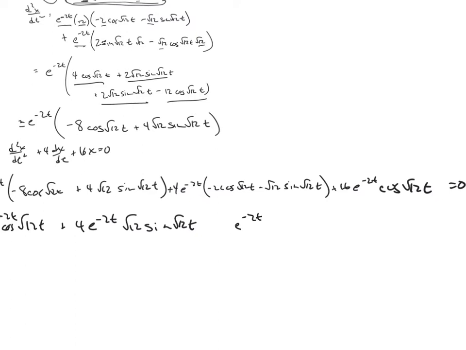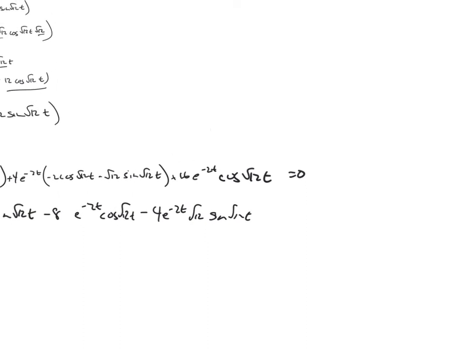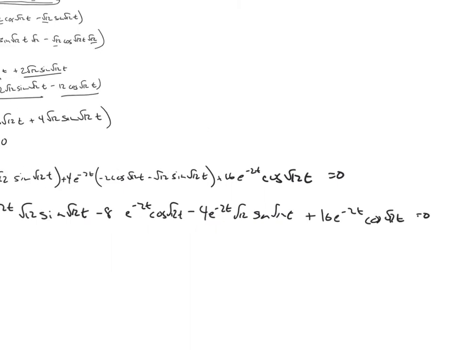It's going to be minus 8 e to the minus 2t cosine root 12t, minus 4 e to the minus 2t root 12 sine root 12t, and then finally plus 16 e to the minus 2t cosine root 12t equals 0.